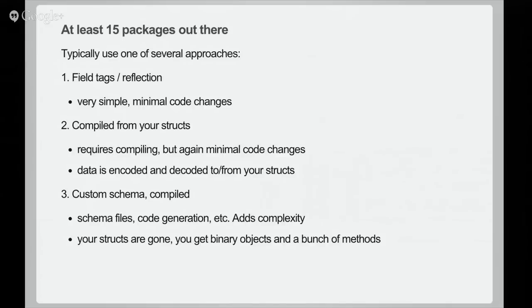The third one is actually to start with custom schemas, where you're writing schemas in different formats that don't fit inside your Go code, and then you're compiling them to produce Go code. They're the fastest of all three, but the thing that you lose is you kind of lose the Go-ness of everything, because you have to start looking at your data as bytes and methods on bytes. So you don't actually get to do all the nice things that you can do with your structs in Go.